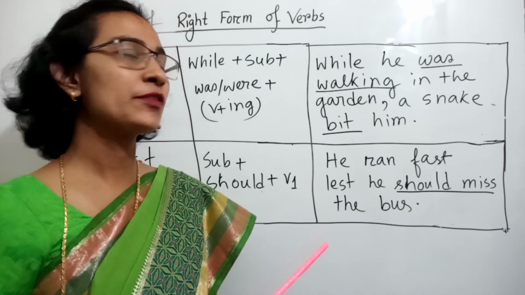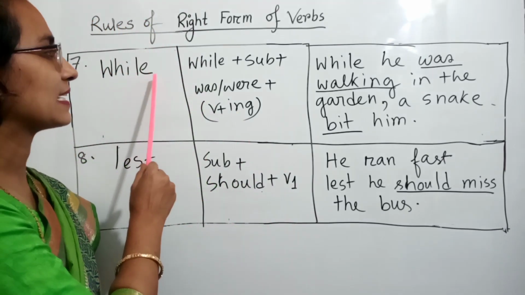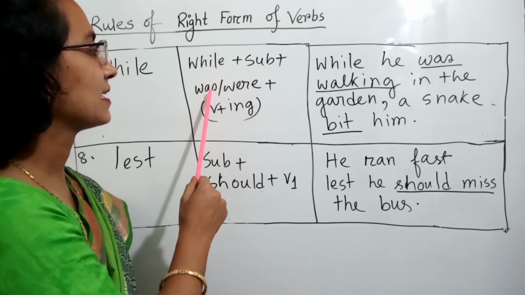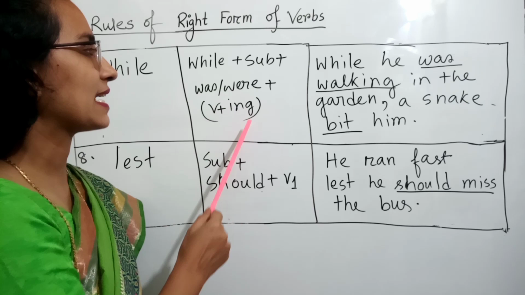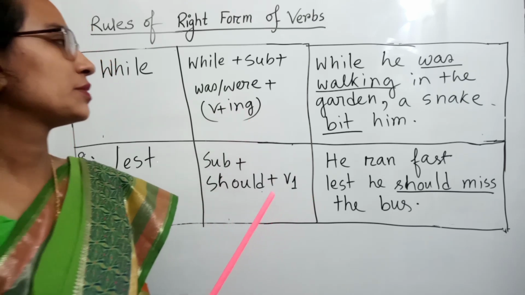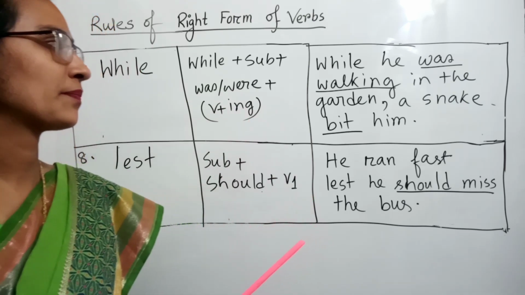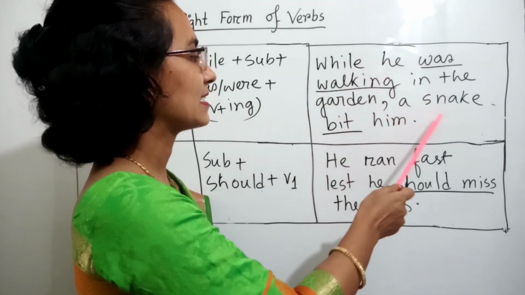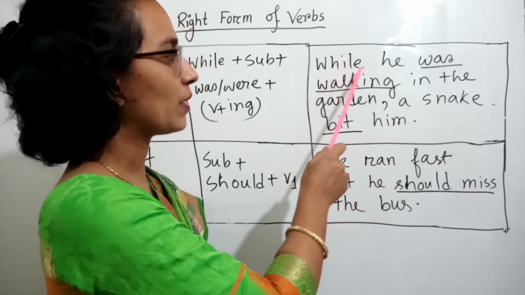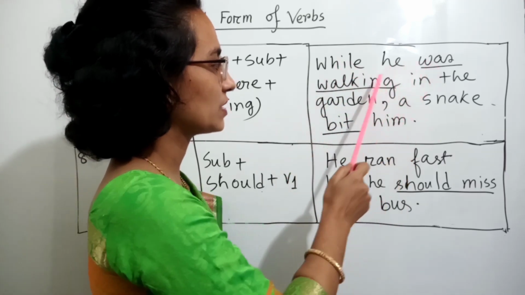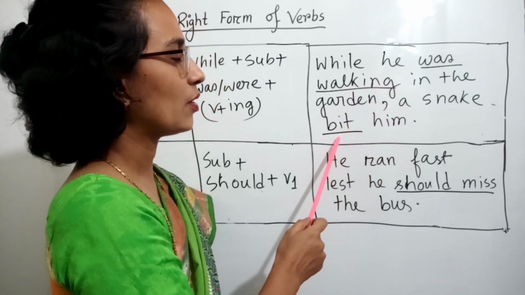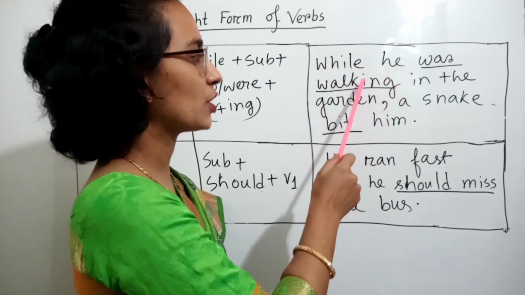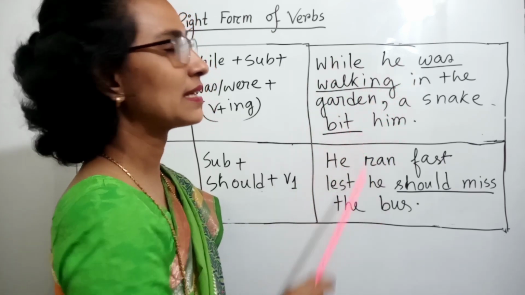Students, if you see while in a sentence, after while you need to write subject plus was or were plus verb plus ing. That means you need to write the past continuous tense. The example is: while he was walking in the garden, a snake bit him. So after while, the verb is in past continuous tense and the second verb is only the V2 form, that means past indefinite tense.